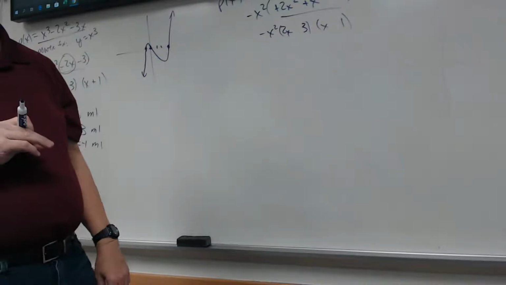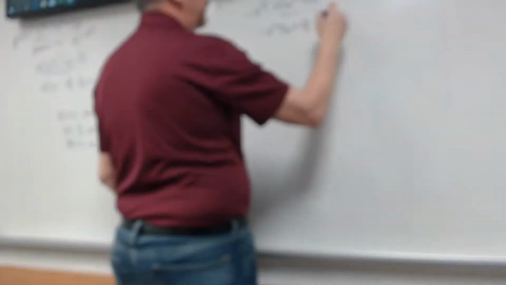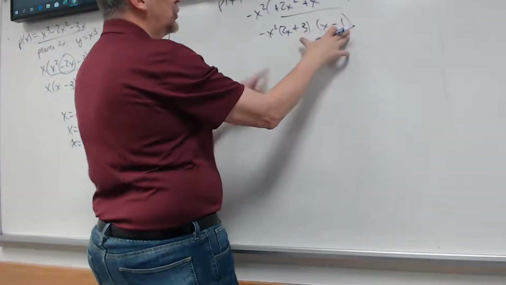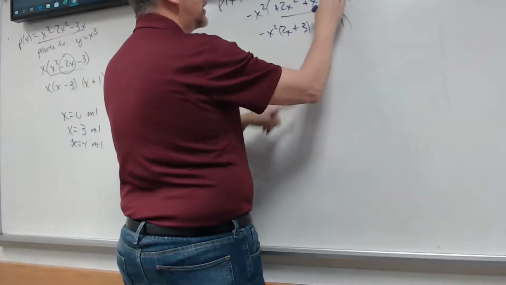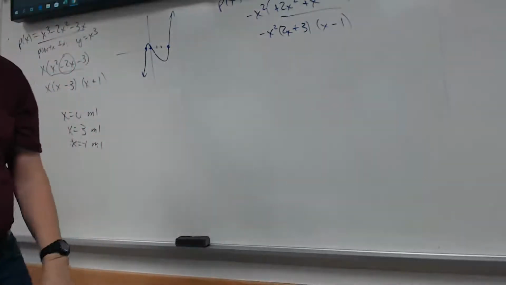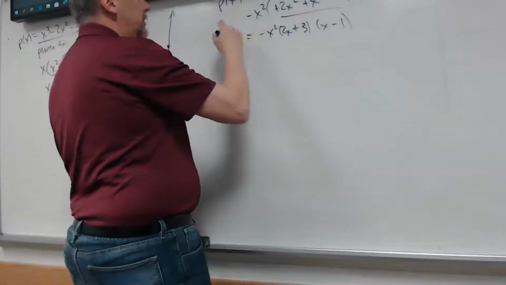So it's going to be plus 3 minus 1. Plus 3 minus 2 is plus 1. And positive times a negative is a negative, so we got it. Okay? All right, so that's there.